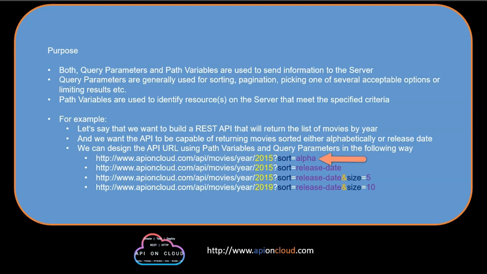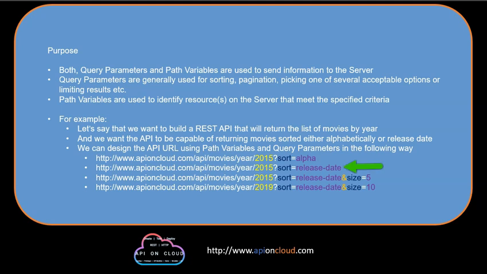In the first URL, we are passing two inputs to the API. The first input is 2015, which is being sent to the API as a path variable, asking the API to return the list of movies that were released in the year 2015. The second input is sort equals alpha, which is being sent to the API as a query parameter, asking the API to sort the list of movies in alphabetical order.